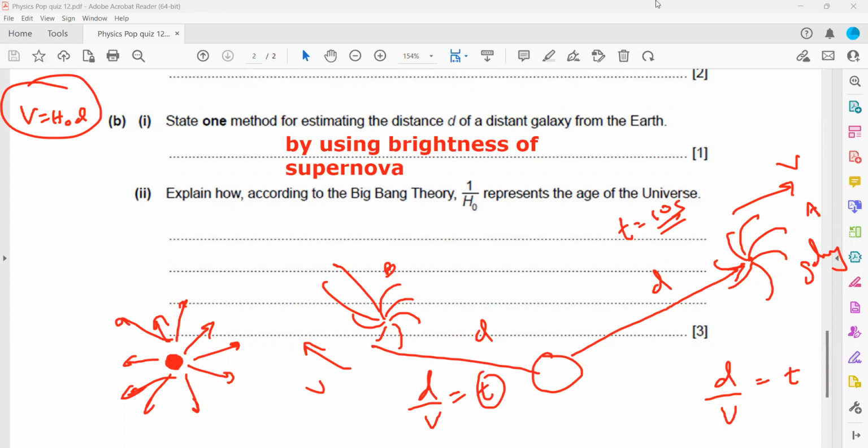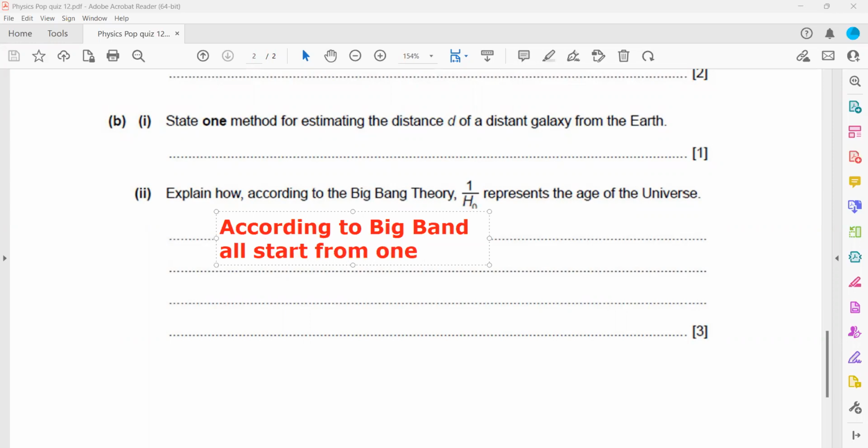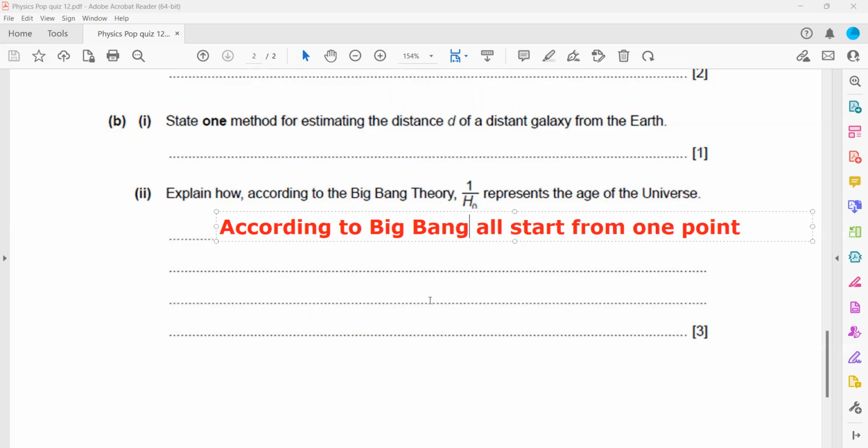So how will you write this answer? Whenever a question asks how 1 over H naught represents the age of the universe: one point, according to Big Bang theory, all galaxies or matter originate from one point. So everything was all together. According to Big Bang, it all started from one point. That is one mark. What about the second mark?